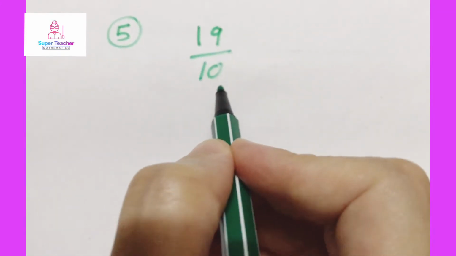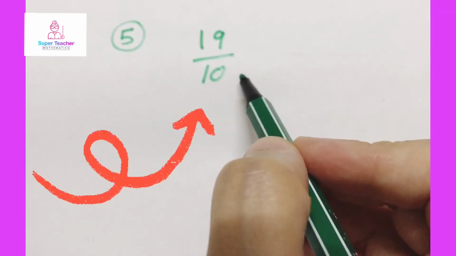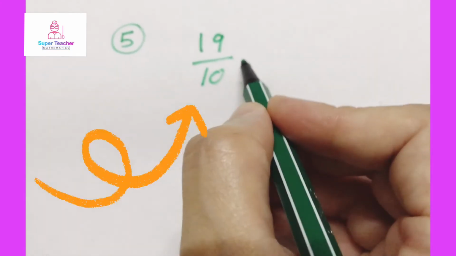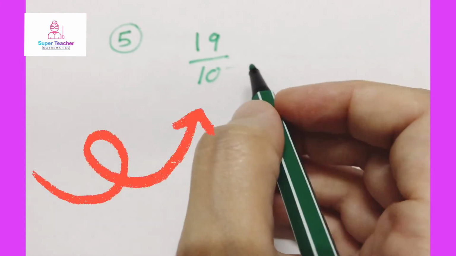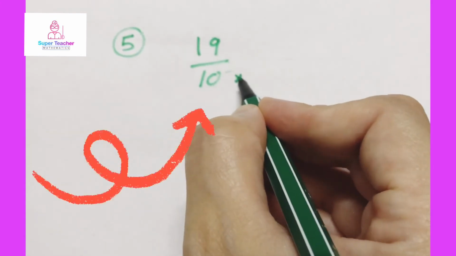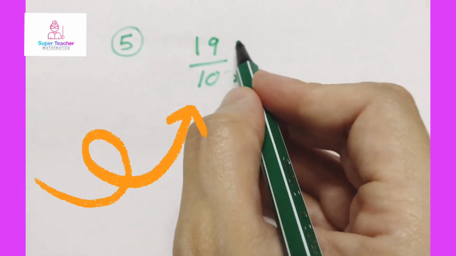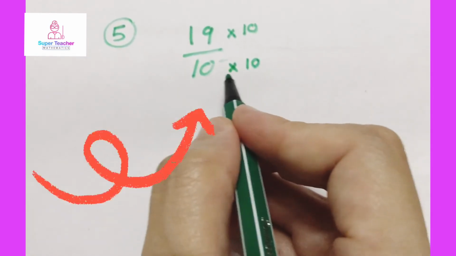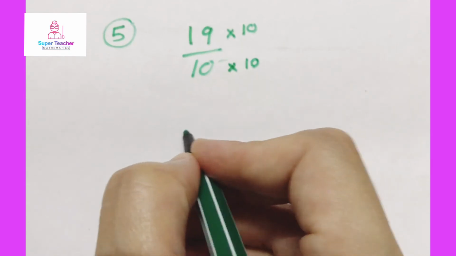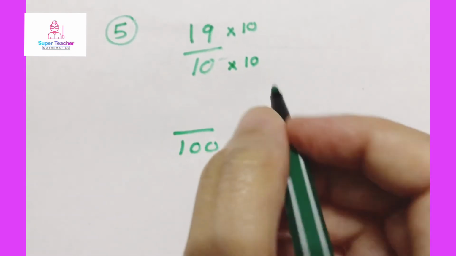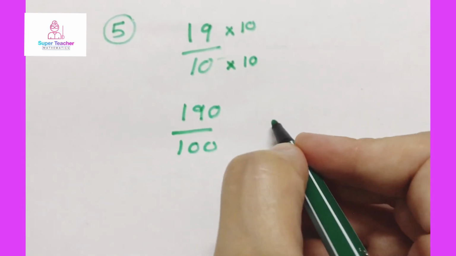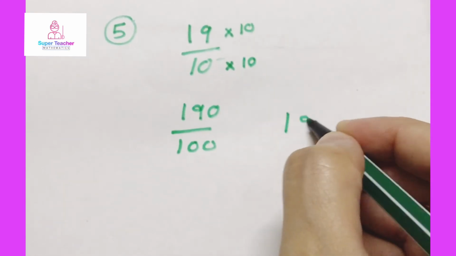Question 5, 19 over 10. I want to change 19 over 10 to percent. As we did in question number 4, I have to make the denominator 100. So this time I'm going to multiply by 10 and this by 10. Why did I multiply by 10? Because 10 times 10 equals 100, and 19 times 10 equals 190. So it will be 190%.